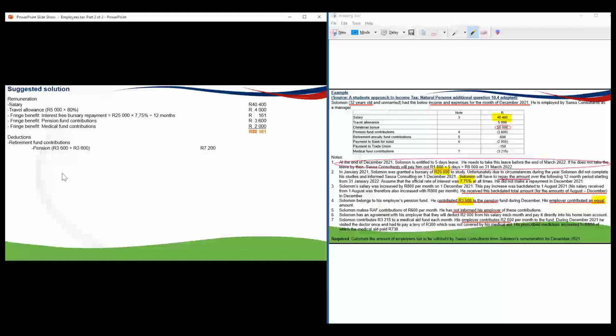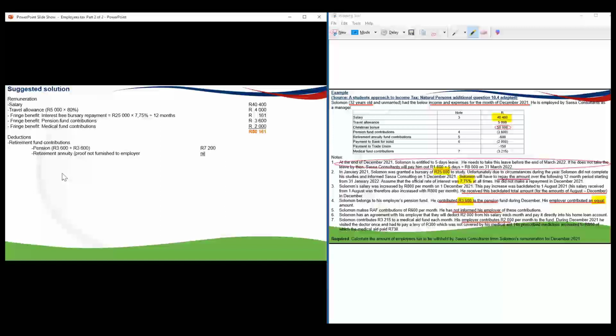What I need you to take note of is to remember that the retirement contributions consist of both pension fund contributions, provident fund contributions, as well as retirement annuity contributions. So in our example, Solomon made contributions to both the pension as well as the retirement annuity fund contributions. So if we look at the retirement fund contributions, we will take a look at the pension as well as the retirement, right? Now, if we now look at the retirement, we see that no amount should be deducted.